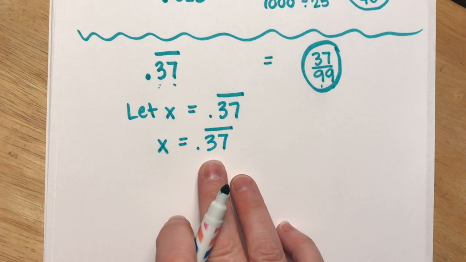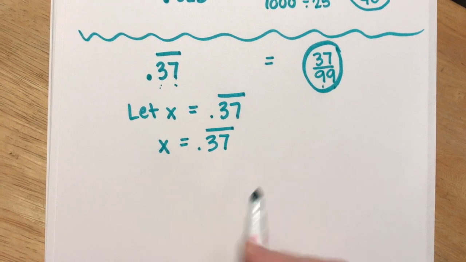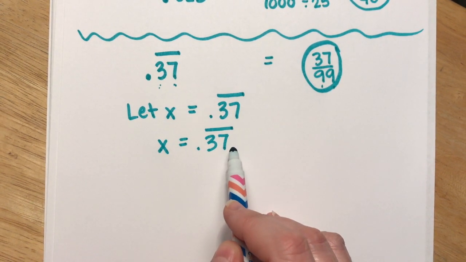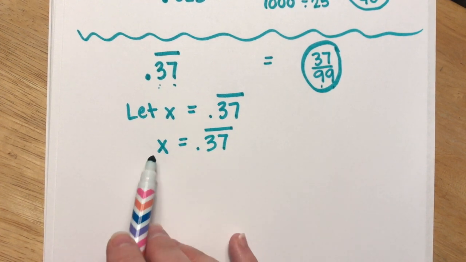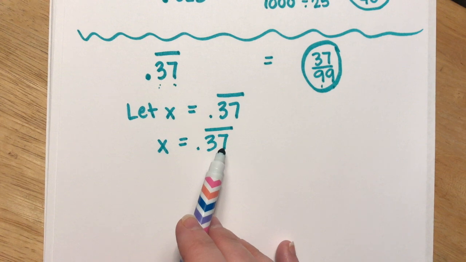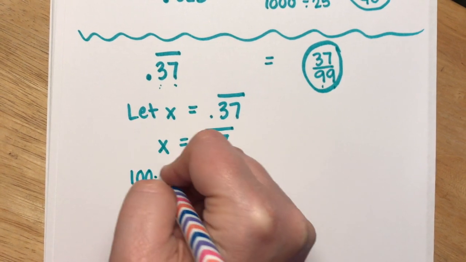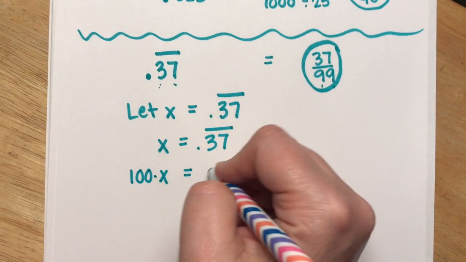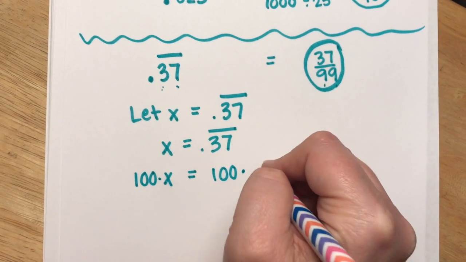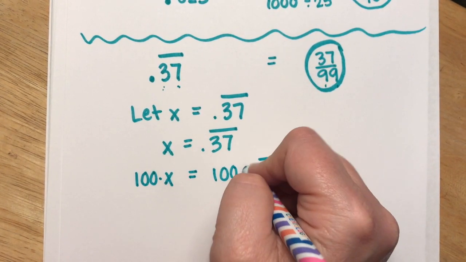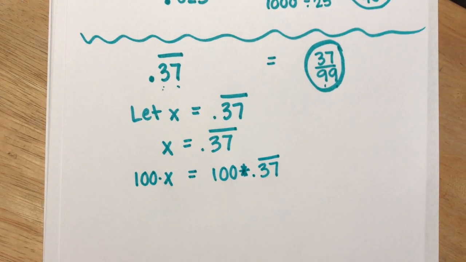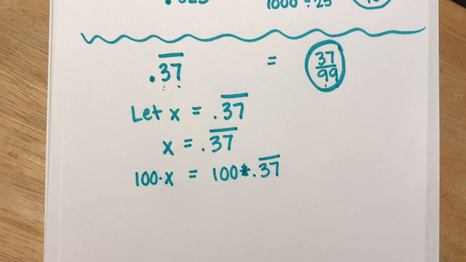Now, I can't work with this as a repeated number, so I want to make this a whole number. How could I do that? Well, I'm going to have to multiply it times 100 because I want this decimal point to be moved over here so that I could have a whole number and a decimal. But if I do that to one side, multiply by 100, I have to do the same thing over here. So I'm going to multiply both sides times 100. So 100 times x is the same thing as 100 times 37 hundredths repeated. Does that make sense to you? So all I did was multiply both sides by 100.